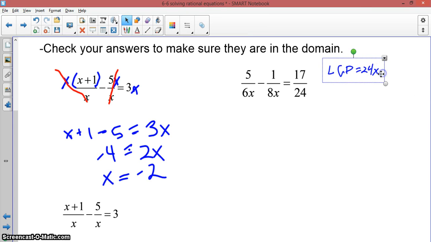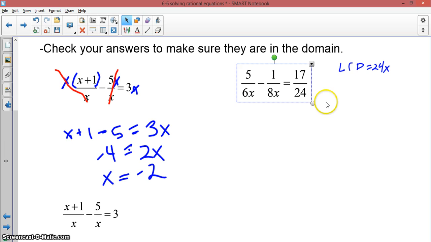If you get a common denominator, it should work, but that looks horrible. But the least common denominator, okay, that looks a little better, is 24x. Okay, it's the simplest thing that will cancel out everything.